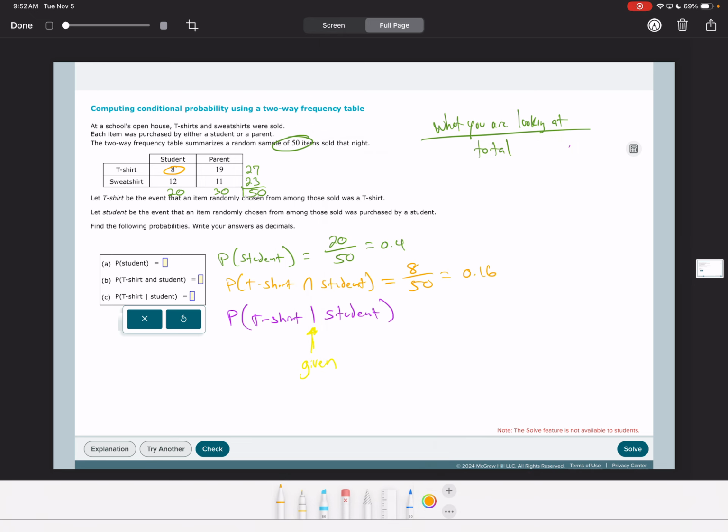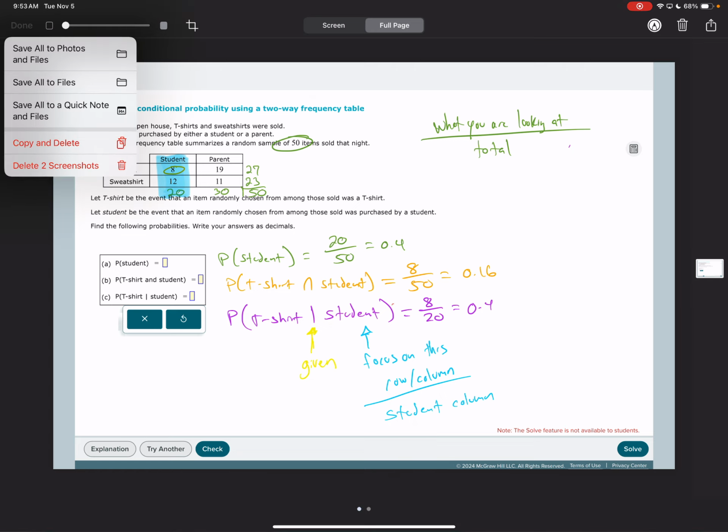So since it says given that they're a student, what you're going to do is separate out all the students. You focus on this row or this column. So the only thing I'm looking at here is the student. It's a column on this one. So I'm looking at the student column. If I come back up here, the student column, this right here is all that I'm looking at. I'm not paying attention to anything else. This is like I separated the students out, and I'm going to walk into the student room, and now I'm going to say, what's the probability that we pick a t-shirt out of those students? So I have 8 t-shirts out of 20 students. And that should be 40% also. So whatever this second part is, the given part, is what you're focusing on.